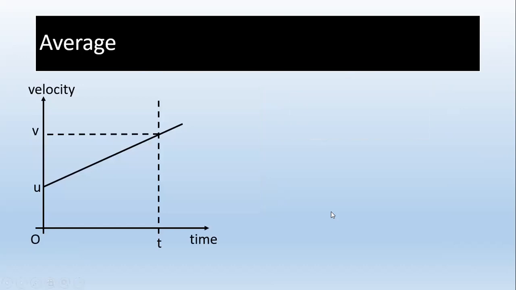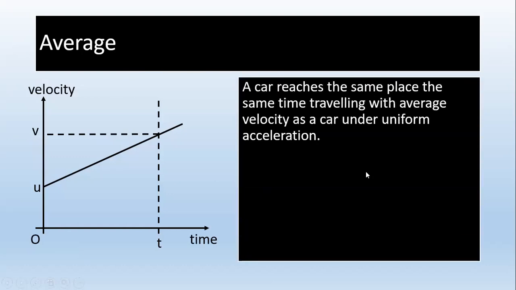This is uniform acceleration. How to find the average velocity? The car reaches the same place. That's the meaning of average velocity. This is uniform velocity. It takes a time to reach a place. So the idea of average velocity is that you will reach the same place if you travel at uniform velocity. It means you are assuming it's a straight line. Constant speed or constant velocity, you reach in the same time.